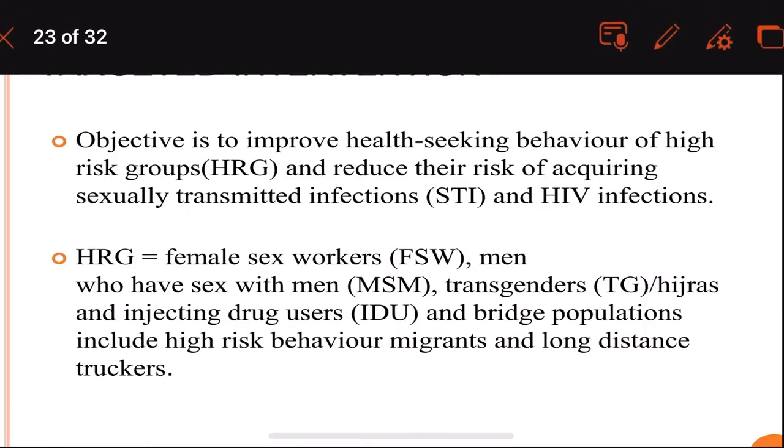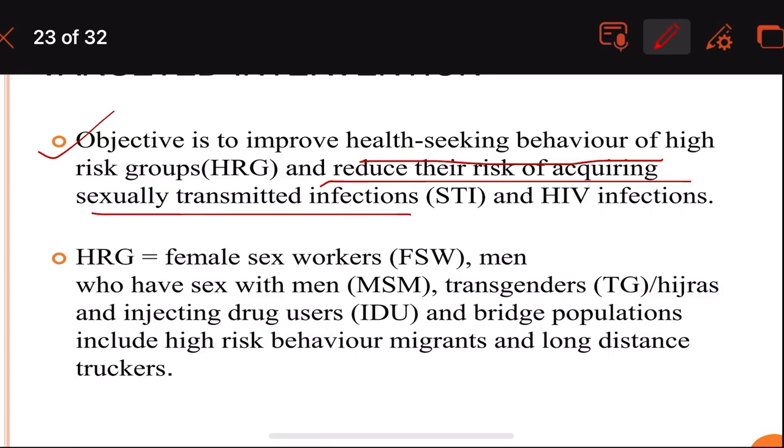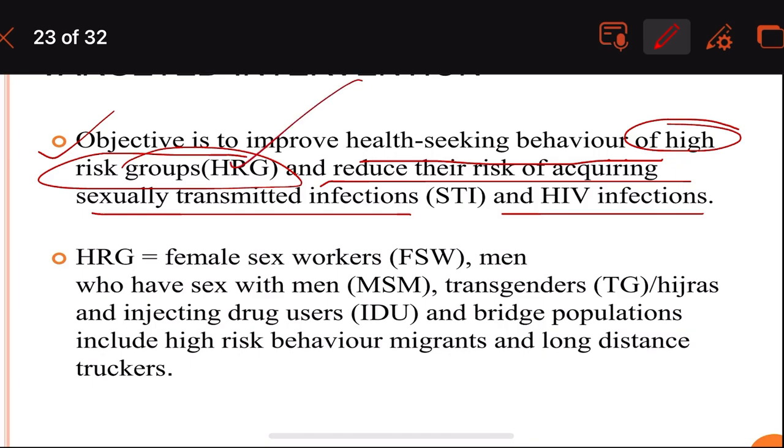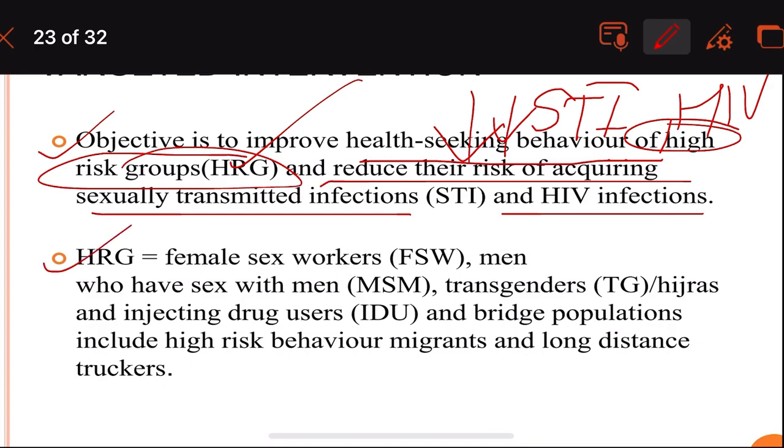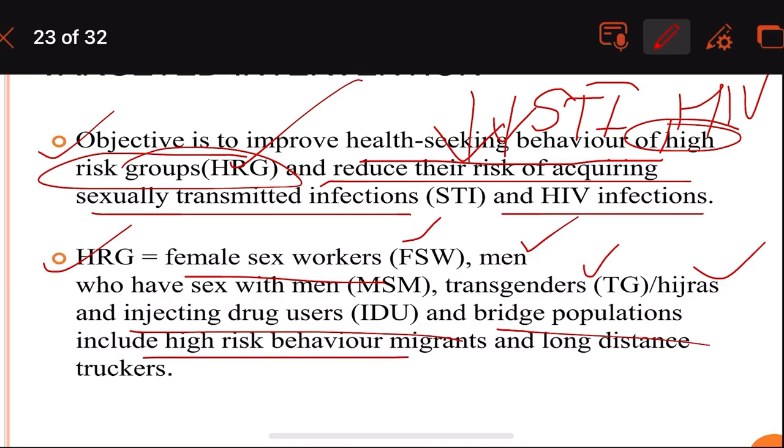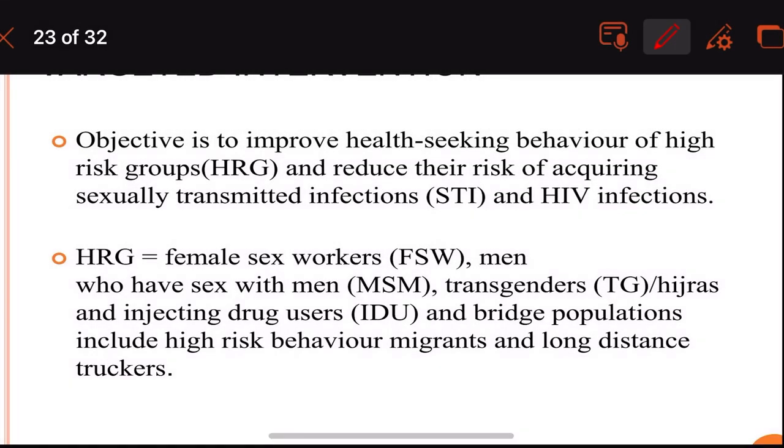Targeted intervention, what did we see in this? The objective is to improve the health seeking behavior of the high risk group, and reduce the risk of acquiring STDs and HIV infections in the high risk group. We need to target the high risk group, reduce the risk of acquiring sexually transmitted infections, and reduce the risk of transmitting HIV. The high risk groups are female sex workers, men who have sex with men, transgenders, hijras, injecting drug users, bridge populations including high risk behavior migrants, and long distance truckers. So all of this we have studied.